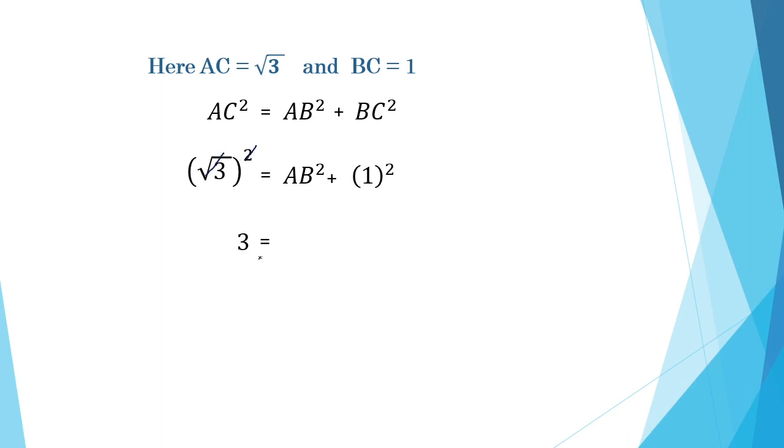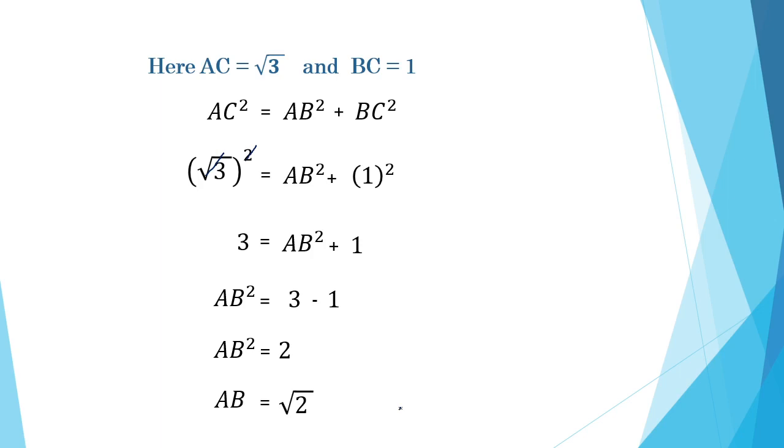We have 3 equal to AB square plus 1. So now AB square is equal to 3 minus 1, since plus 1 goes to that side. Okay. Now AB square is equal to 2. Sorry, AB is equal to root 2, like this.